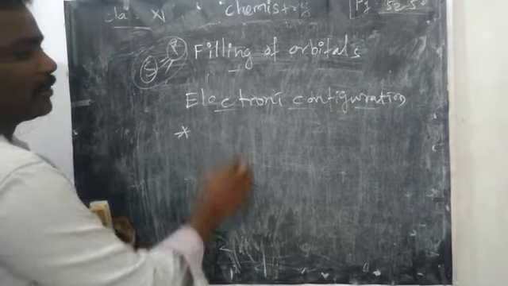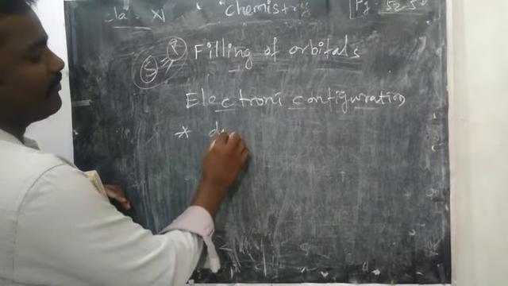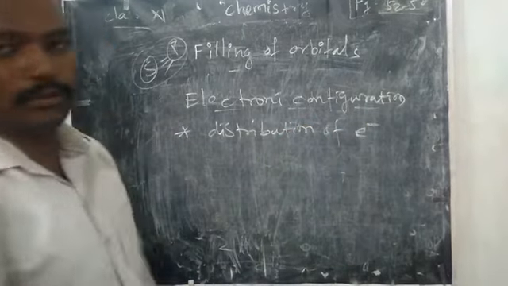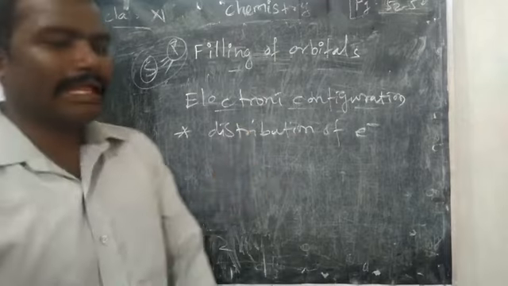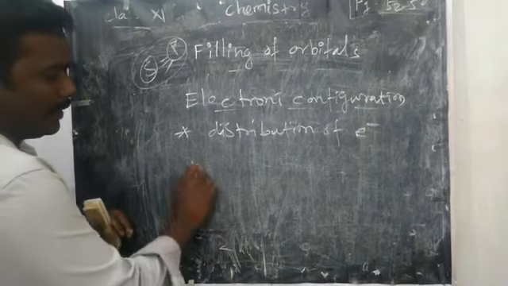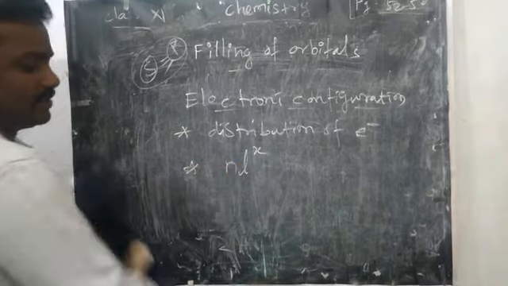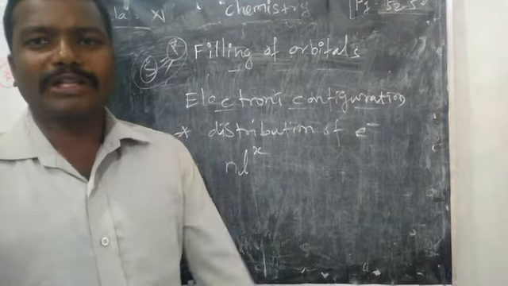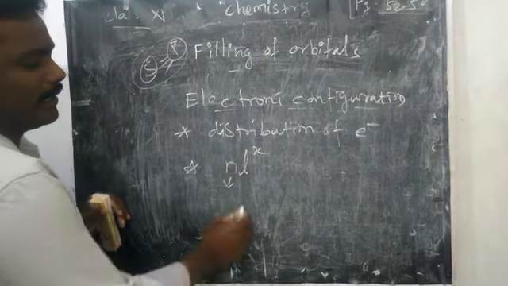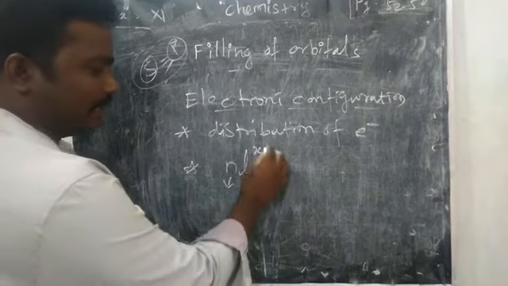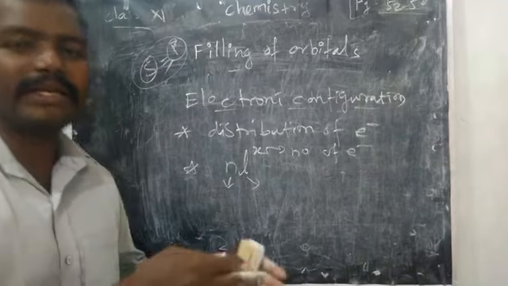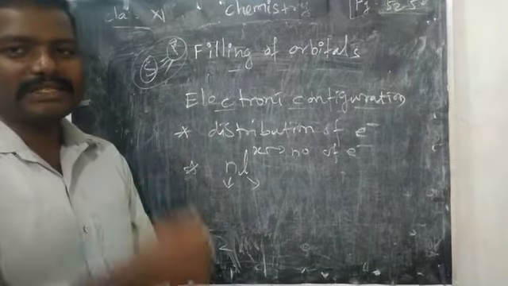So what is electronic configuration? The distribution of electrons in the subshells, orbitals, is called the electronic configuration. Yes, we have to follow a rule: nLx. What's the rule to write the electronic configuration? nLx. What is n? Principal quantum number. What is L? Azimuthal quantum number. x is nothing but the number of electrons. How many electrons are present in that orbital, we write in the place of x.